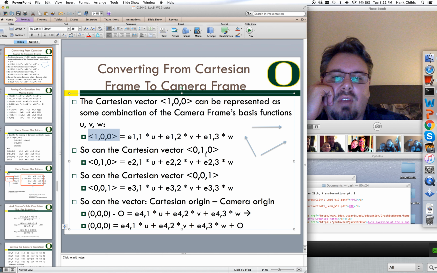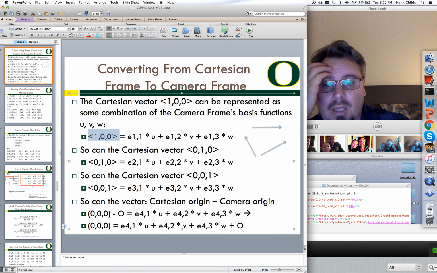And if that's true for x, it's true for all the other vectors too. So for y, the same deal. Of course, the coefficients are different. So now I'm using, instead of e11, e12, e13, e21, e22, e23. And for z, 0, 0, 1, the same deal, and just different coefficients.